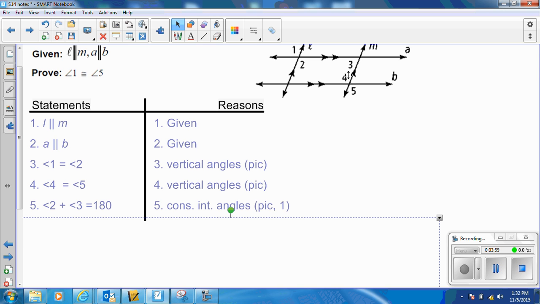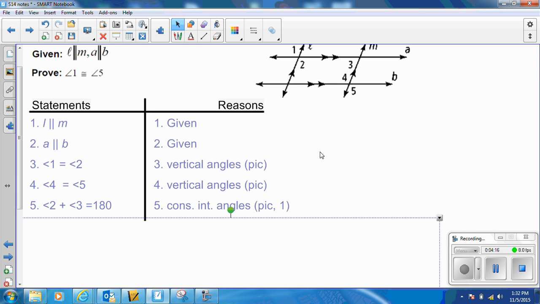The next thing that I see is that angles 3 and 4, those are same side interior or consecutive interior. They're both in between parallel lines A and B, and they're both on the left side of this transversal M.